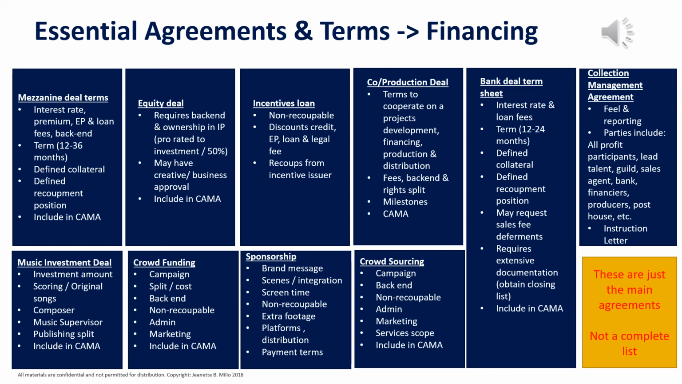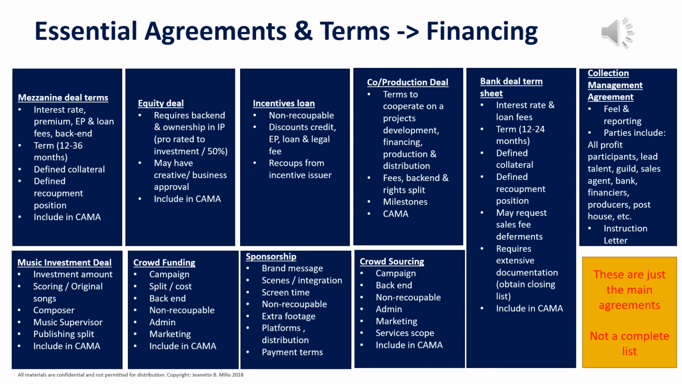We talked about a lot of this already, but I'm going to walk through some of the finance elements that are important for the finance agreements. For the mezzanine deal, let's start with that because it's the first one here. You would agree a certain interest rate, a premium, an executive producer fee, a loan fee, and a back end. In some cases, it's not all of it, just a portion of what you would agree. The term for a mezzanine deal could be anywhere from 12 to 36 months.